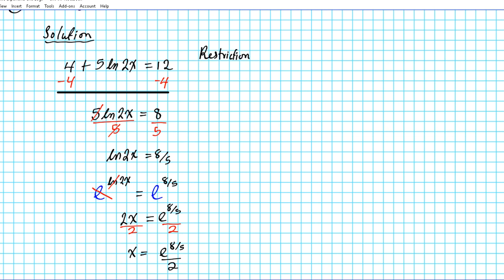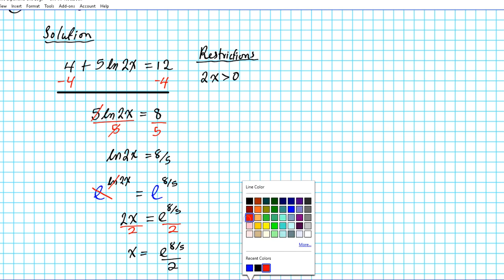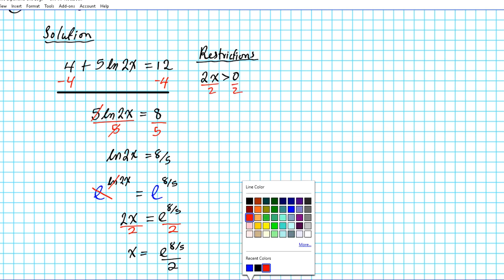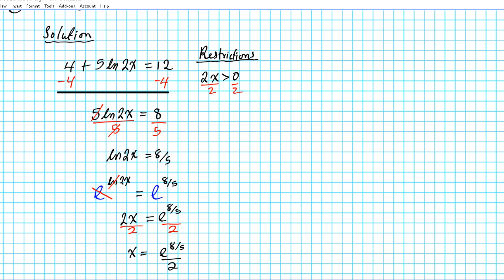So domain restrictions are as follows. The log argument 2x has to be greater than 0, since you cannot take the log of 0 or anything less. And then to get x isolated, we'll divide both sides by 2. And then we have x is greater than 0 over 2, which is 0.